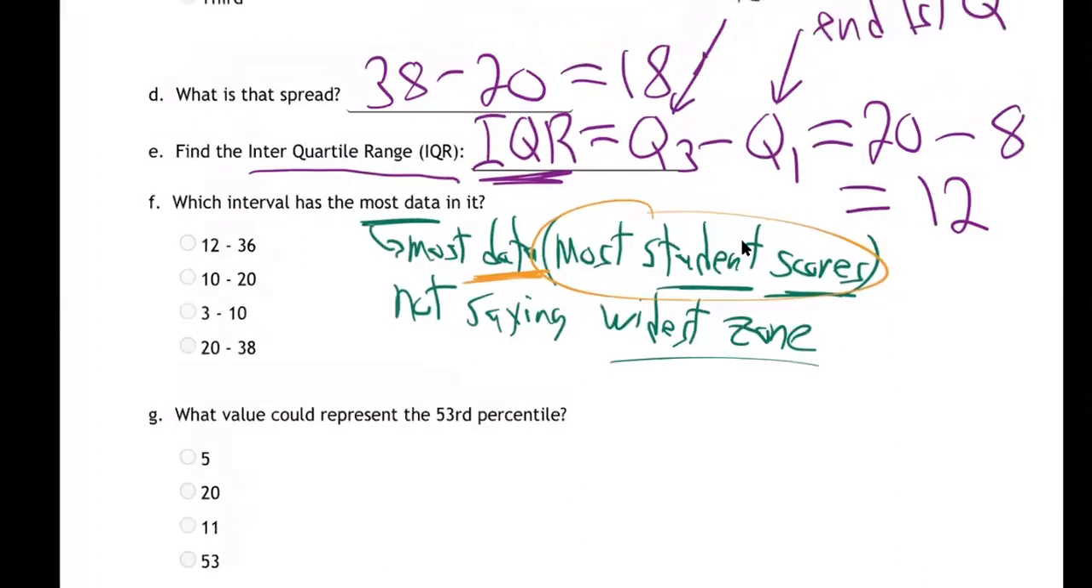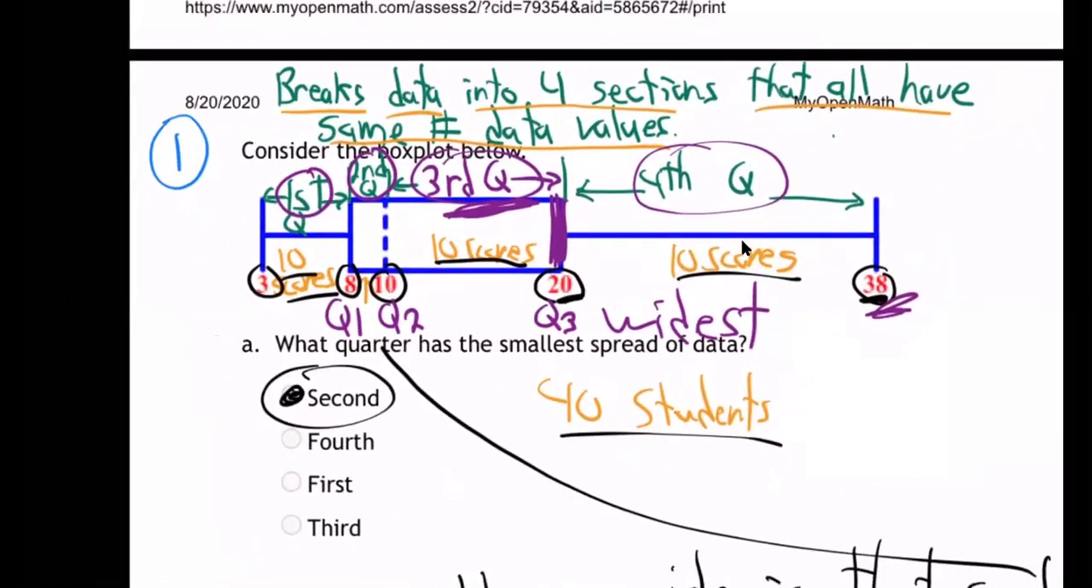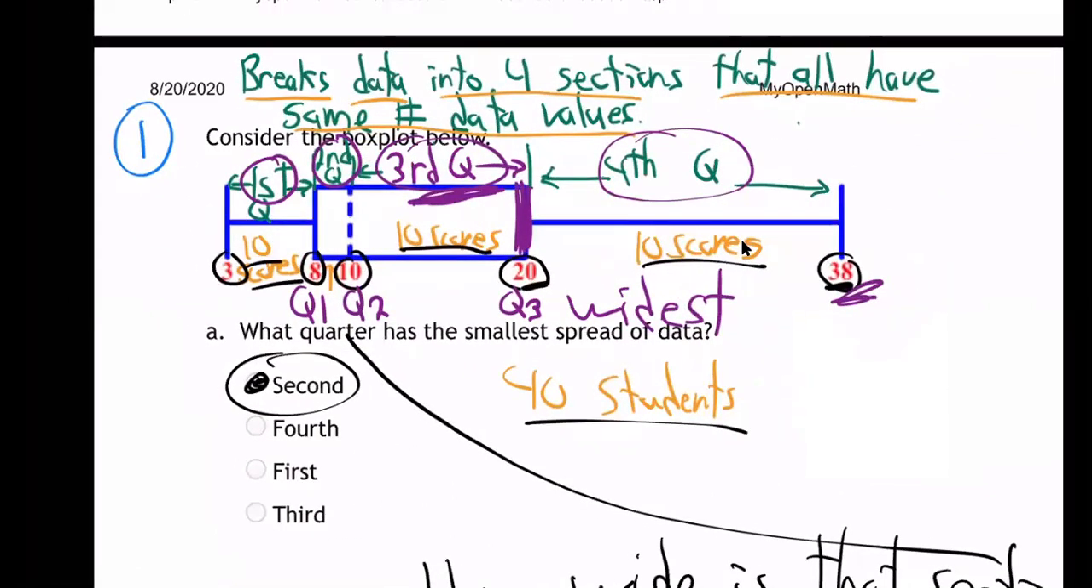So let's go back up and take a look. Now, let me remind you, this box plot, remember, it breaks it into 4 sections that all have the same number of data values. So there's 40 students in the class. Remember, I just made up a number. They didn't tell us there was 40, but I just made that up to help.